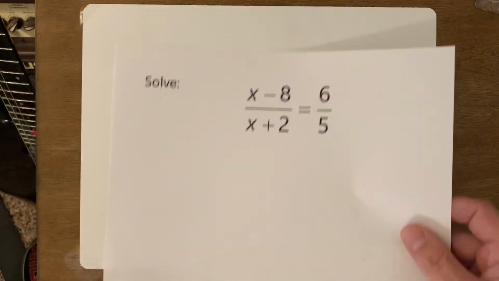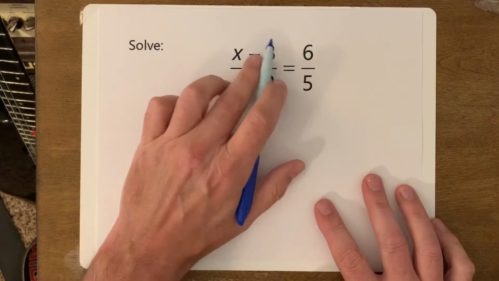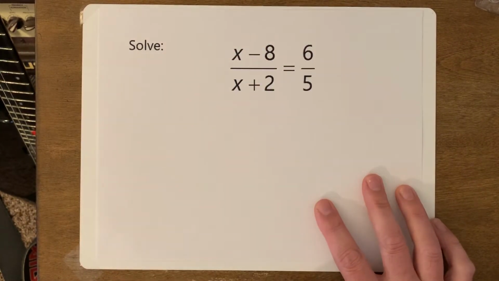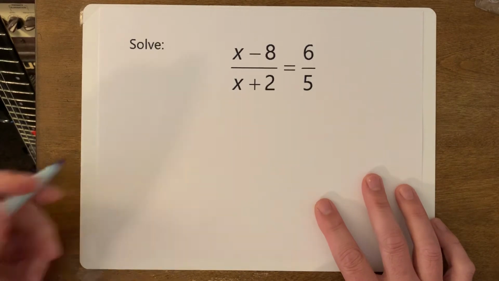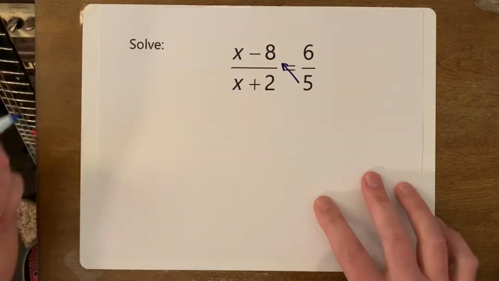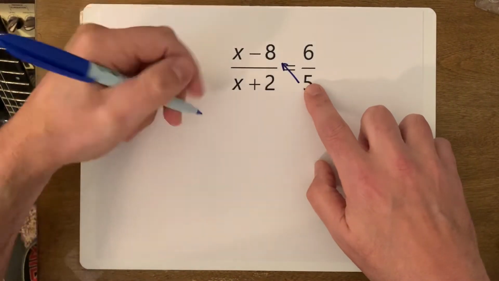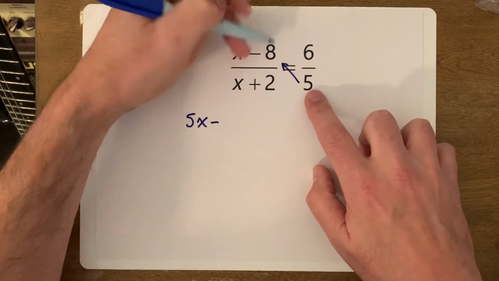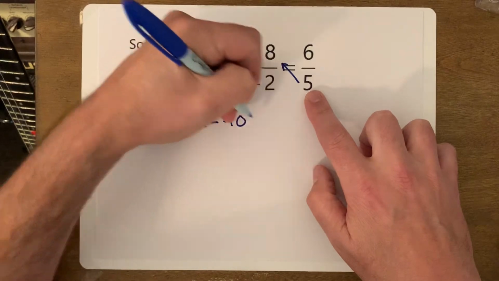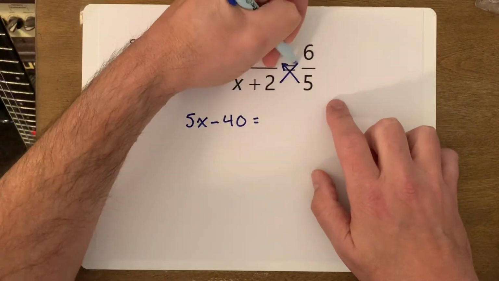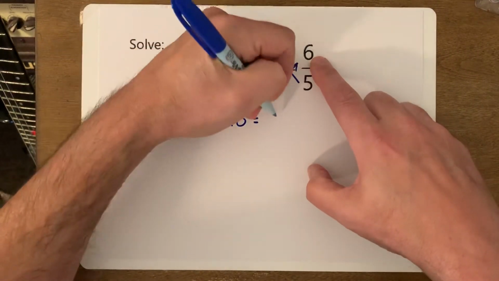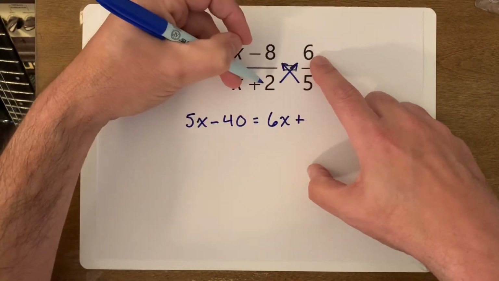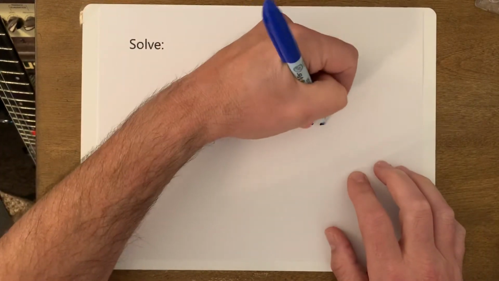This can look a little differently. You could put an expression with x here and an expression with x here and have it still be linear. So let's see how this one works. Let's just try this one first. 5 times x minus 5 times 8 is 40 equals, okay, now let's do this one. 6 times x and then plus 6 times 2, which is 12.